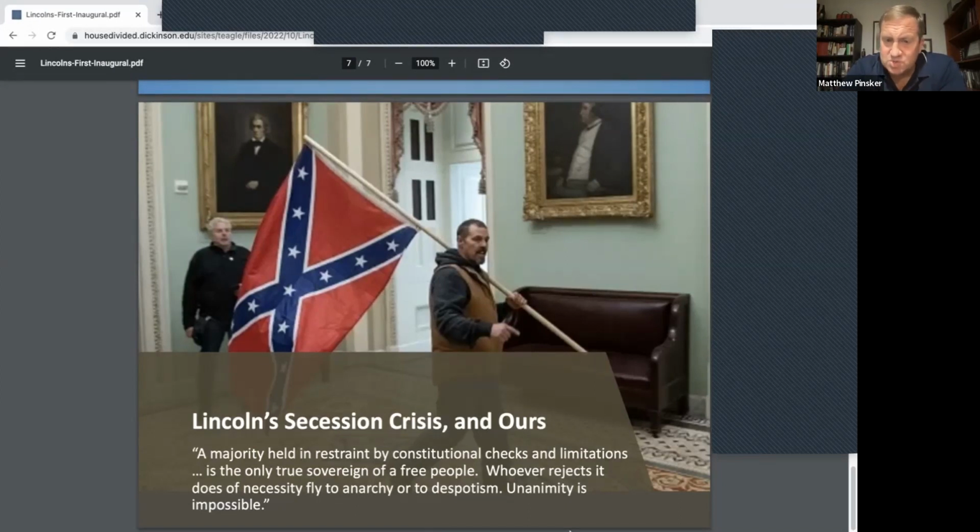A majority held in restraint by checks and limitations is the only true sovereign of a free people. We shouldn't have attacked the Capitol building. He didn't quote Lincoln, but he could have. And in his statement to the judge, he admitted he was wrong, and he claimed his father had misled him, although he took responsibility for it. That's his father there. His father today, literally hours ago, just disappeared. He's missing, and the Delaware police are looking for him because he's supposed to go and face his sentencing hearing. So I imagine they'll catch him soon enough.